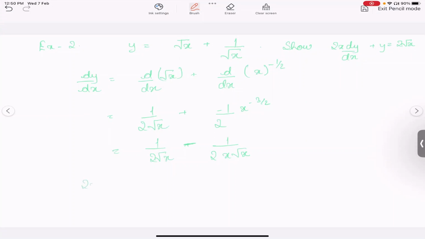So 2x times dy by dx will be equal to 2x times 1 by 2 root x minus 1 by 2x root x. These two will cancel each other. So what we are left with is square root of x minus, and this x will cancel each other. So this will be this.